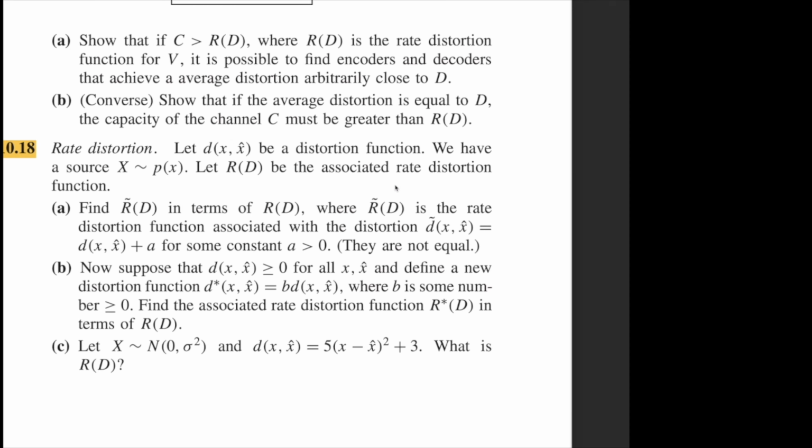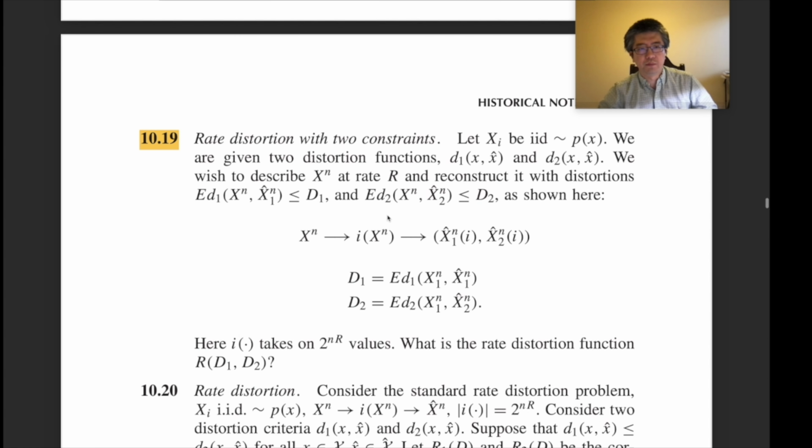Okay, so now let's see the last problem, which is problem number 19. In this problem, it's kind of interesting. We have a random variable, a random sequence. And here we have two distortion measures, d1 and d2. At the receiver, we want to reconstruct this signal using these two symbols x1 hat and x2 hat, right? And satisfying different distortions. So now the question is: what is the rate distortion function R(d1, d2)?